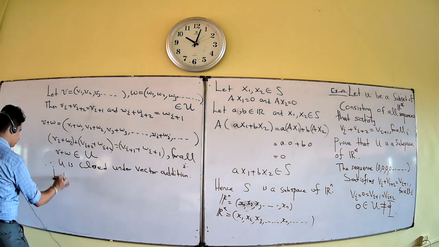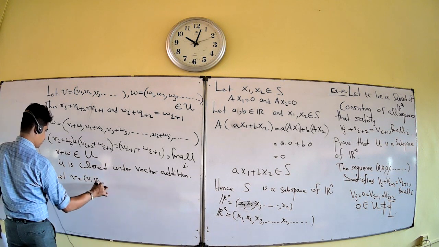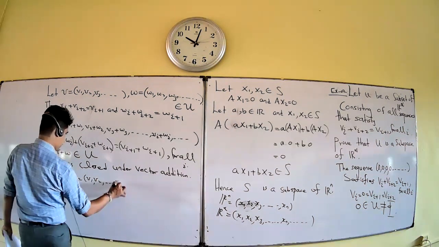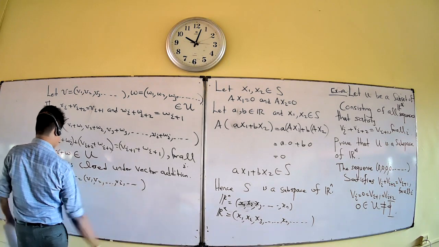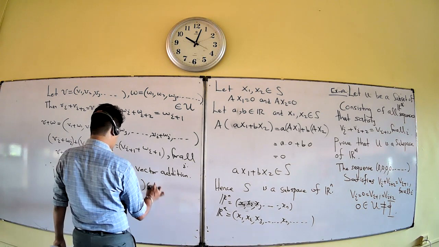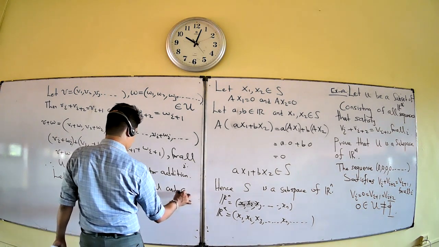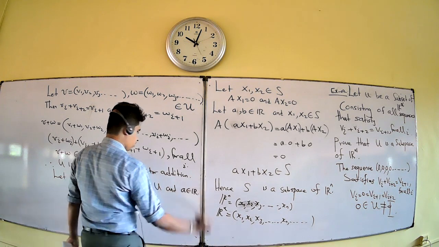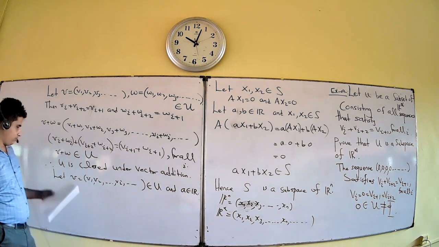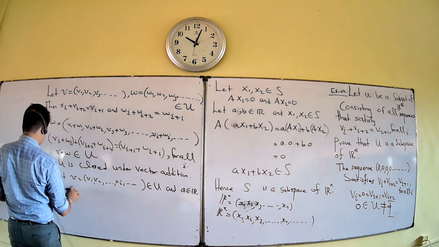Next, let v1, v2, and so on, vi, be arbitrary elements belonging to U. And let a belong to the real numbers, arbitrary. So this one belongs to U means this one satisfies this condition, no?